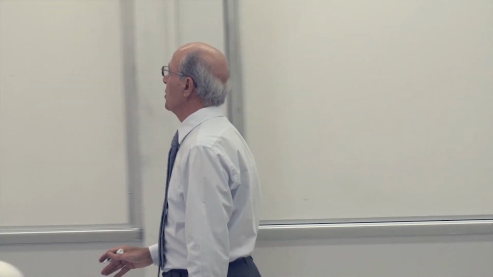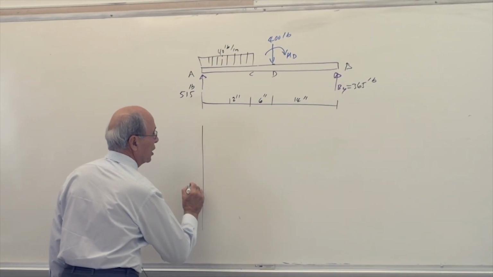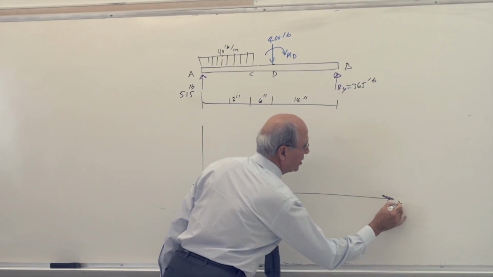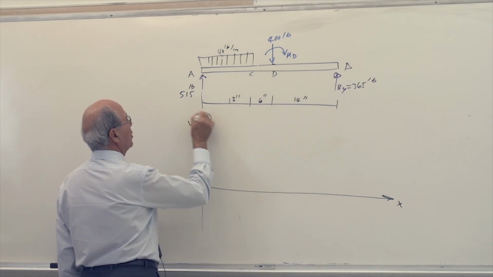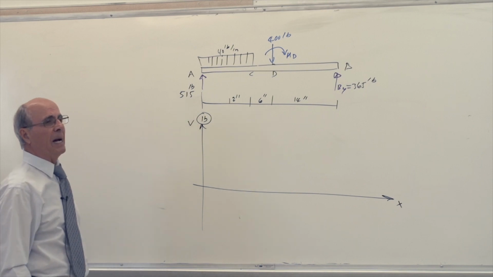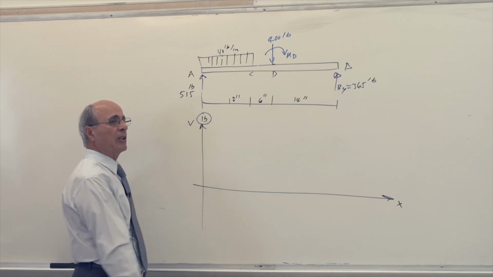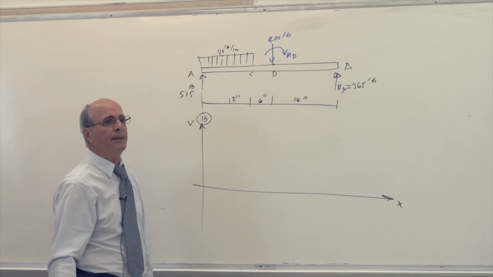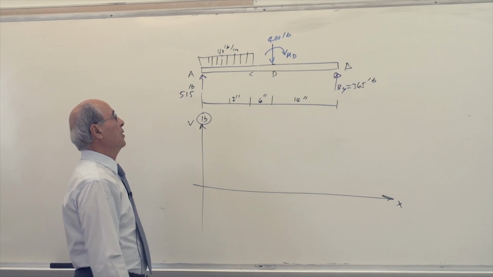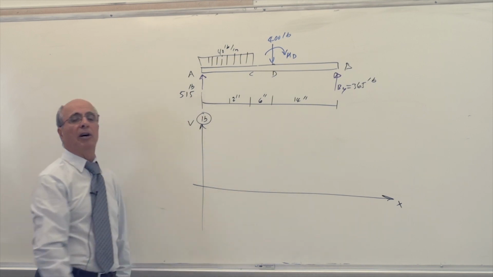So let's start with the shear diagram. Okay, shear diagram, as we said before, you draw a line here, x. You put here shear force, and you declare your unit. In this case, the unit is pounds. And you start with that. But I hope you haven't forgotten everything that I mentioned last Tuesday. What's the shear value here? 0. Nope. The shear value is 515.